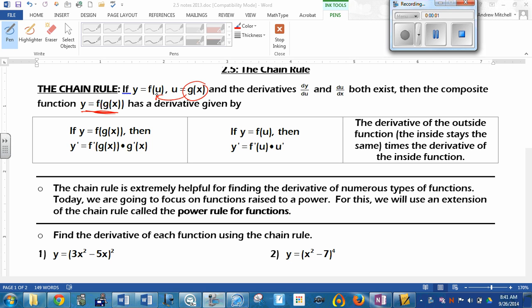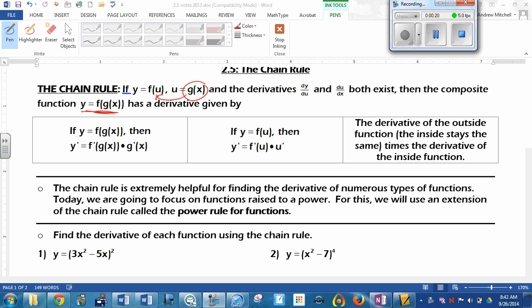So f of u, if u is g of x, we get f of g of x. As long as the derivative of y with respect to u and the derivative of u with respect to x both exist, then we can take the derivative in the fashion written down here.